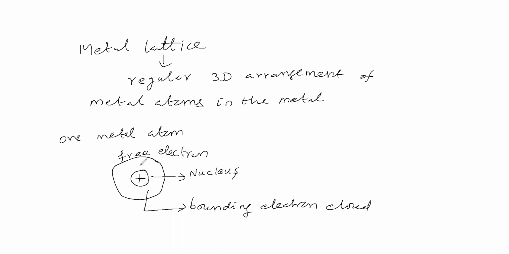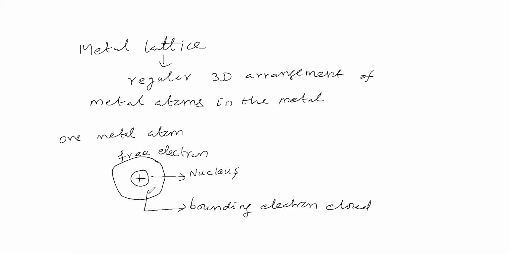So a free electron will not be at only one metal atom. Free electron means it will not be present in only one metal atom. Suppose this free electron is around this metal atom. After some time, it will go to the neighboring metal atom, while the neighboring metal atom's free electron will come to this place.